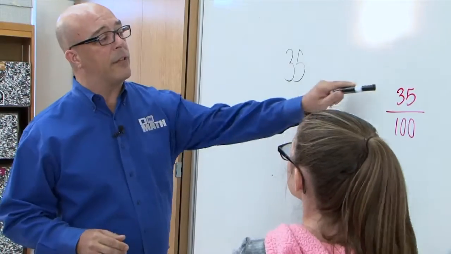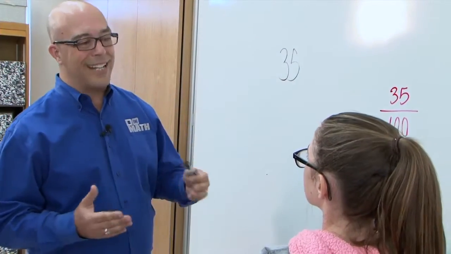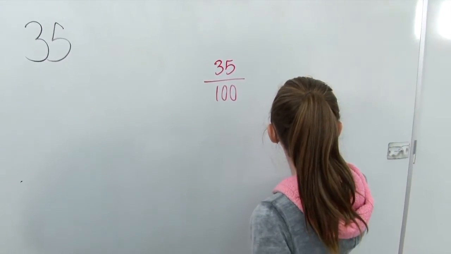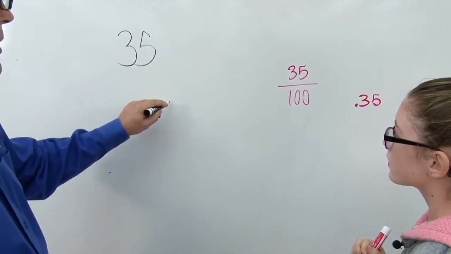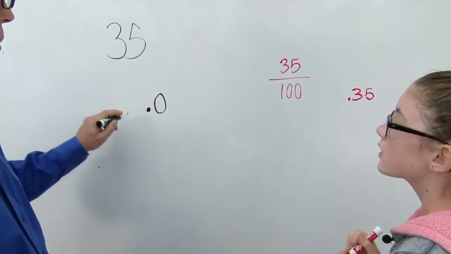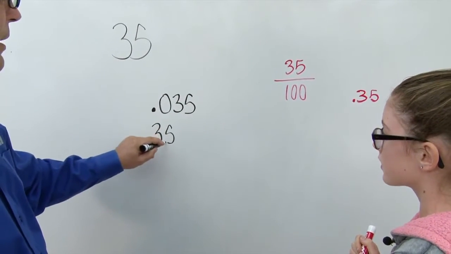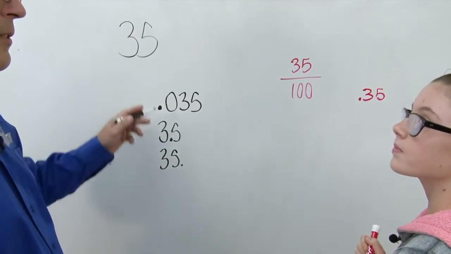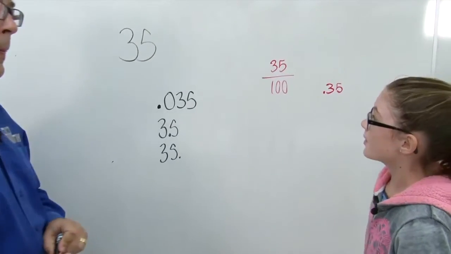So 35 out of 100, written now as 35 hundredths as a fraction. How about a decimal? Now sometimes I see where people write decimals and they add a 0, or it could be like this, or they could have 35 and put the decimal there, or 35 like that. What's the difference between all of these? How did you know that that was the correct way to write the decimal?